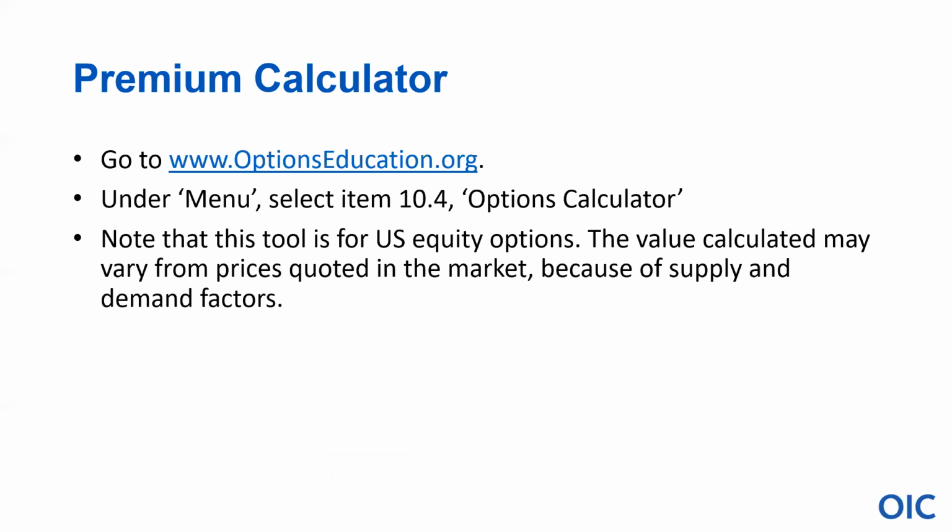As I mentioned when I started the webinar, OIC offers a lot of tools, and if you go to optionseducation.org, look under the menu in the top left, and then select item 10.4, options calculator, you can build your own option. There are various variables which you have to put in, but I find it's a great tool for having a play with. If you put volatility in at 5%, you get one value, but if you raise that to 35%, it's quite interesting to see the impact on the value of the option. Ditto with time, exercise price. You can actually play around quite a lot. It's educational, but it's also fun.